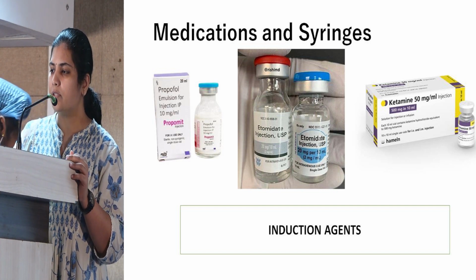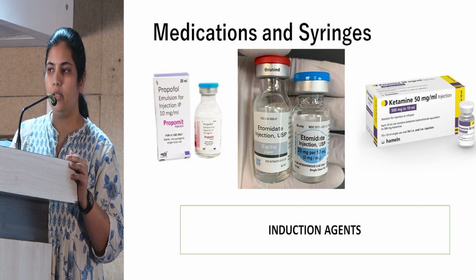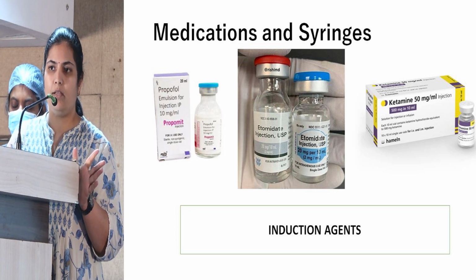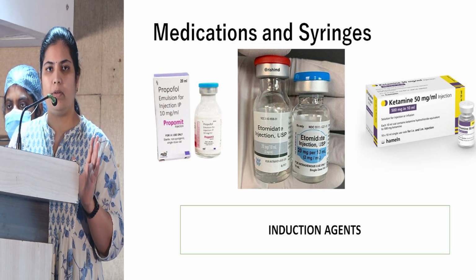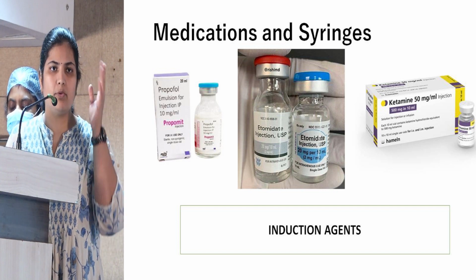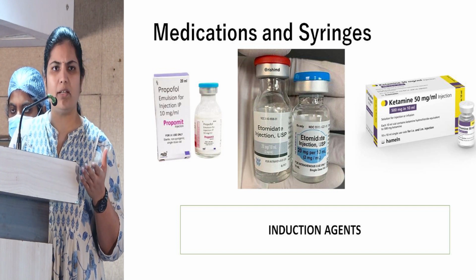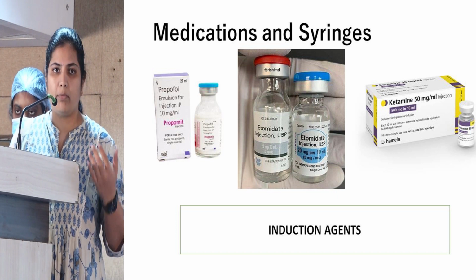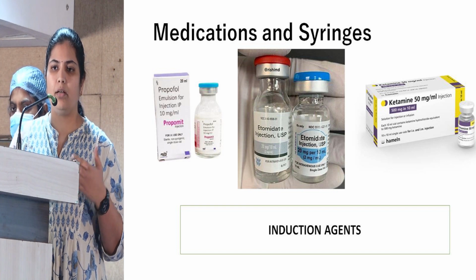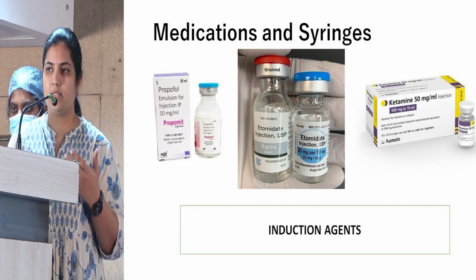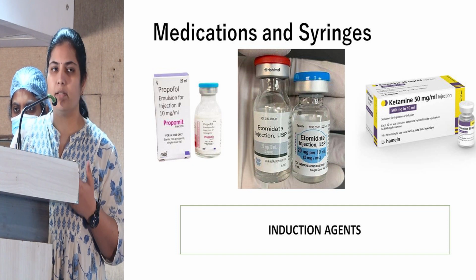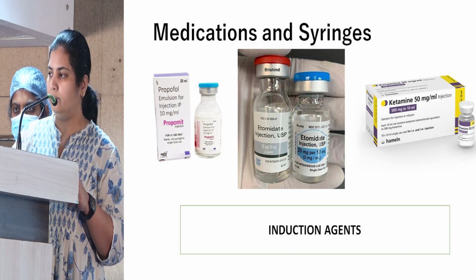So commonly used induction agents are propofol, etomidate, and ketamine. Normally if BP, hemodynamics, and heart rate are all stable, for example in a neurosurgery patient who has poor GCS, you have to intubate, then you can take propofol. But in a trauma patient or in any cardiac patient where BP and heart rate are unstable, then you have to take etomidate and ketamine. But all these drugs should be there in the intubation kit.